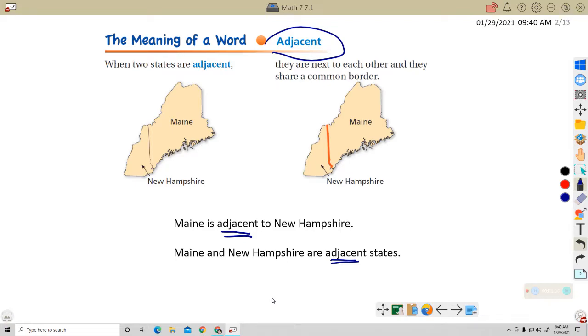In the context of your house, you could say the bathroom is adjacent to the bedroom. They're next to each other. They might share a common wall. The dining room is adjacent to the kitchen. They're next to each other.